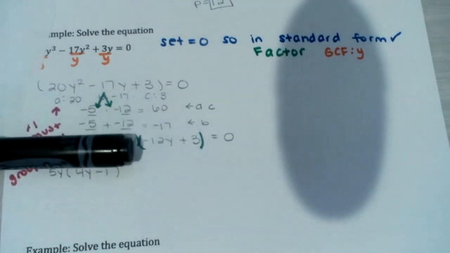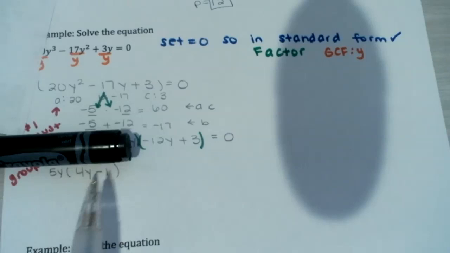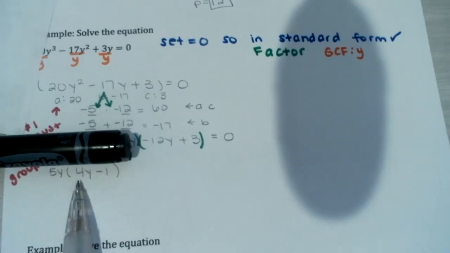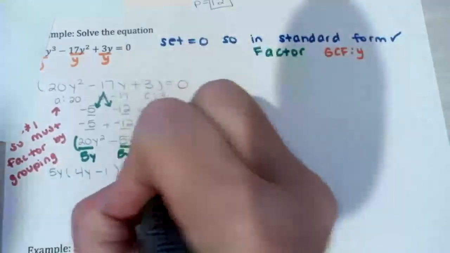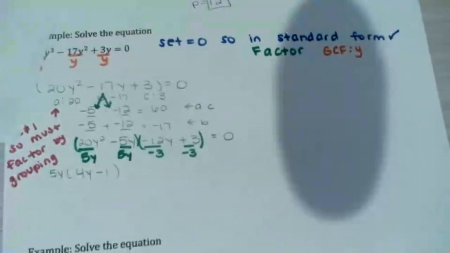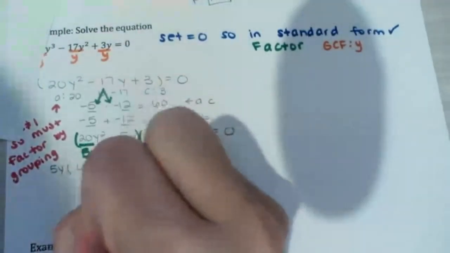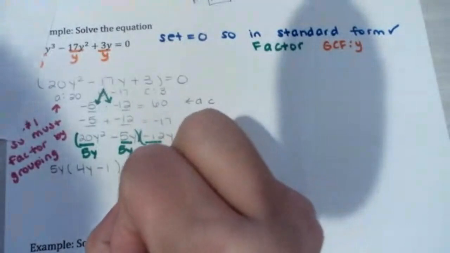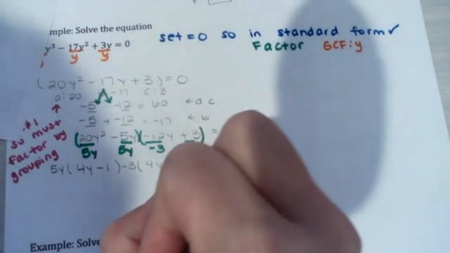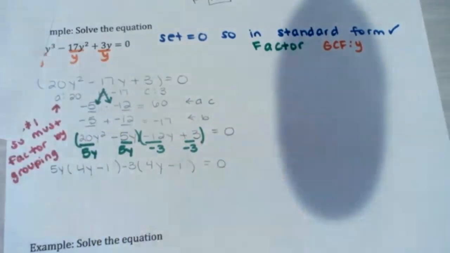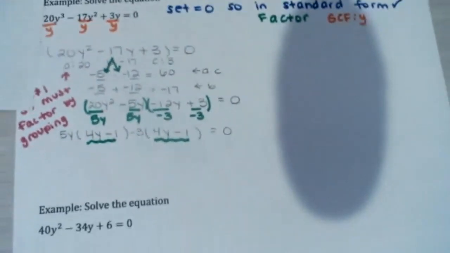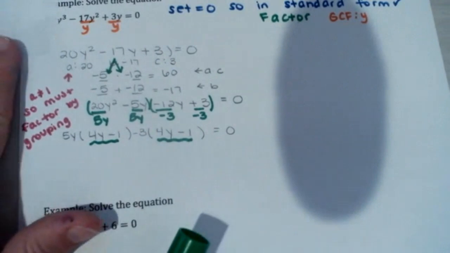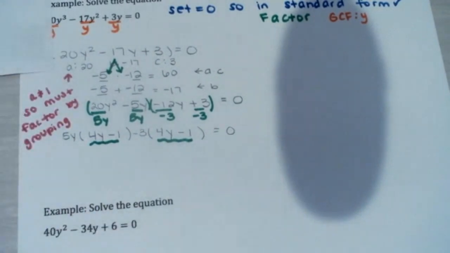Looking at our next two terms, negative 12y plus 3, I know I want 4y minus 1 to be left over. So in order to make that work, let's factor out negative 3. Negative 12y divided by negative 3 is positive 4y, and positive 3 divided by negative 3 is negative 1. That way we know we did it right, because they both have 4y minus 1 in common. We have 5y times 4y minus 1 minus 3 times 4y minus 1.